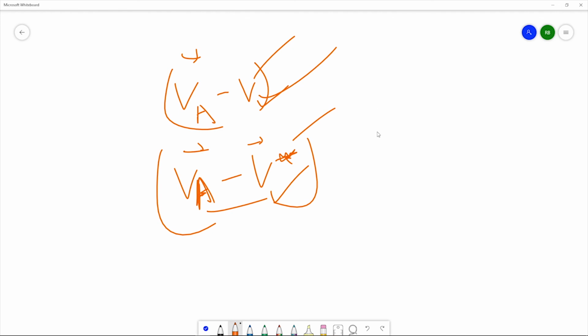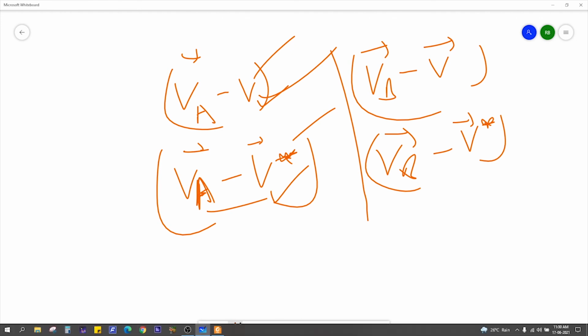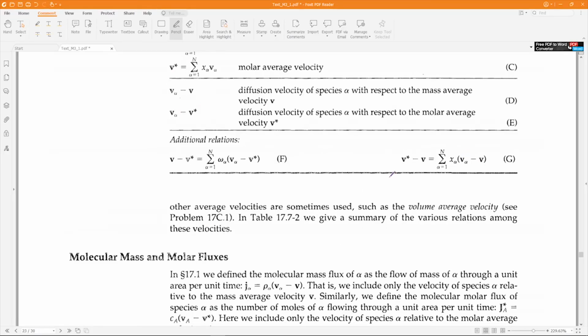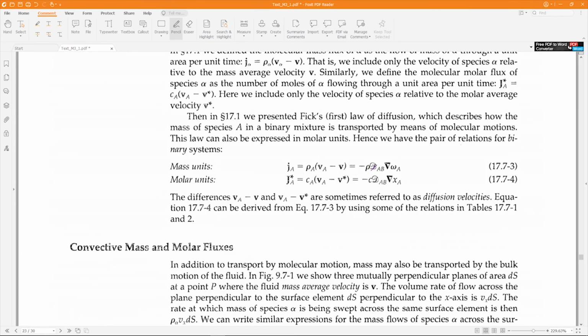Okay, similarly you can write for B component, that is VB minus V. This is relative velocity of species B in the mass unit terms, that is mass average velocity. This is the relative velocity of species B with respect to the molar average velocity in molar units. Okay.